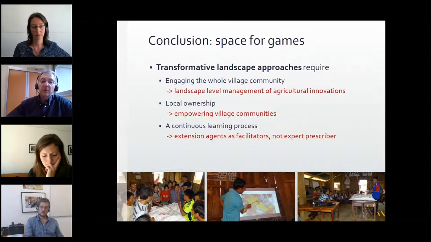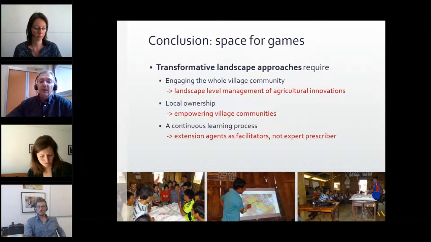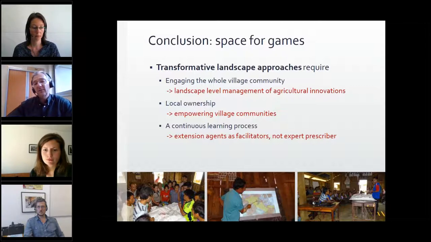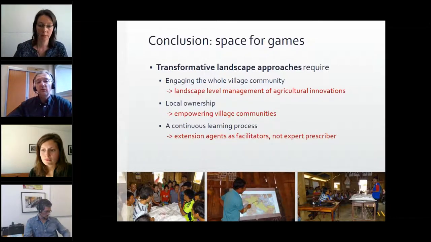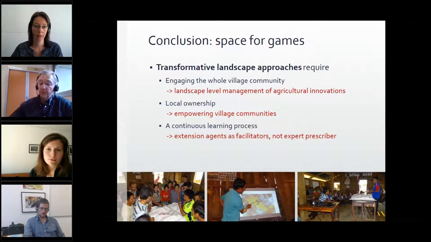And then what is very important, it requires the extension agents and the people who are engaged in that process to change their way of dealing with local people. They should act as facilitators and not as lesson givers or expert prescribers who come and deliver their reality. They really should facilitate a bottom-up process. So that's one of the lessons we learned from that process.